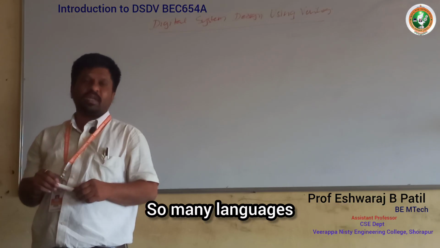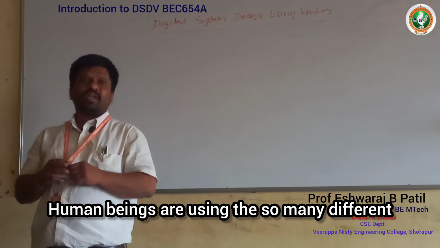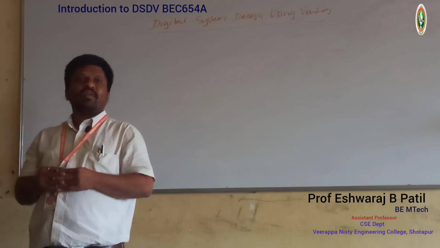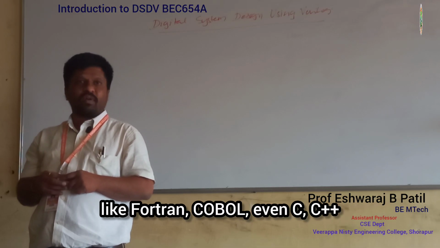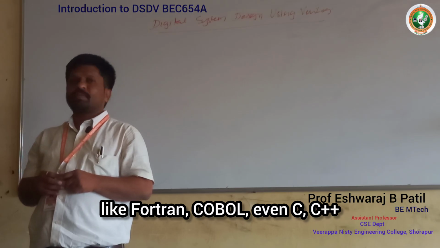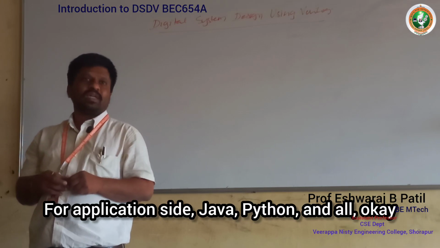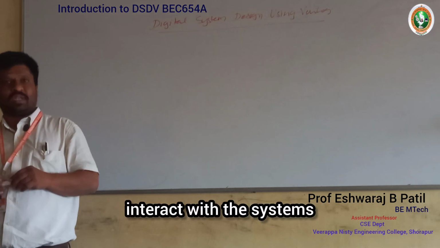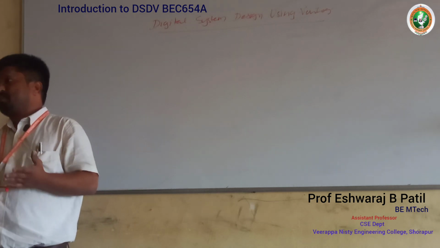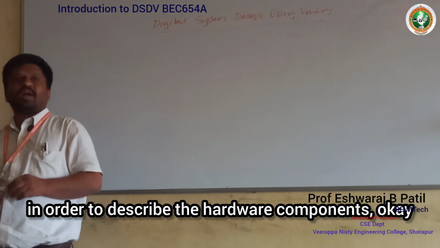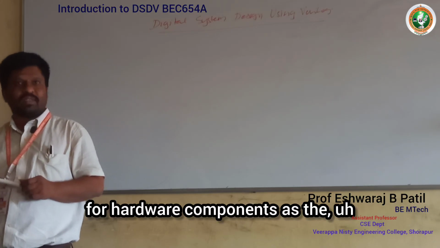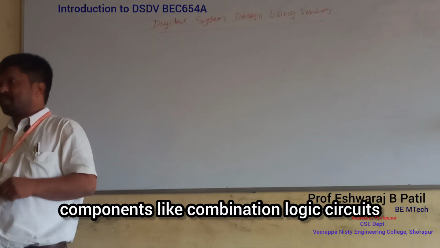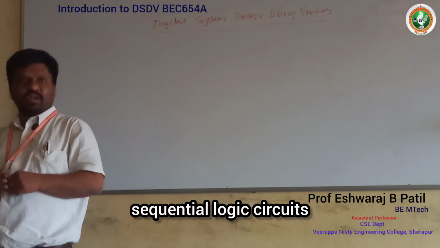Human beings use many different types of languages in order to communicate with the systems. We have different types of languages like Fortran, COBOL, even C, C++. For the application side, Java, Python and so on. These all interact with the systems. But in order to describe hardware components, electronic devices have many different types of hardware components like combinational logic circuits and sequential logic circuits.